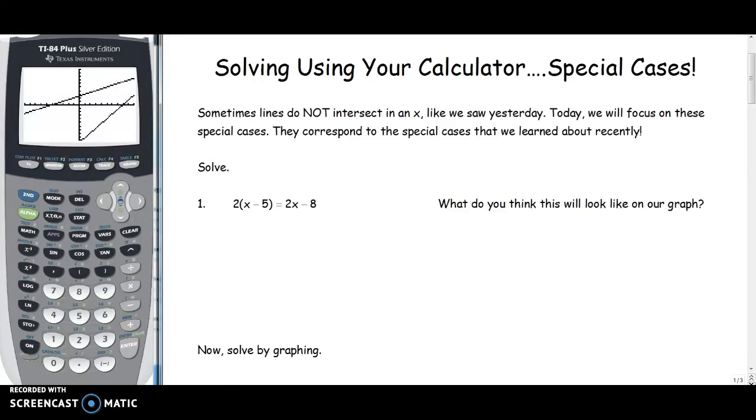So sometimes you're not always going to have an intersection on the graph. And we've kind of talked about 3 different possible answers to have. We'll get into that later. But first, let's solve this problem.